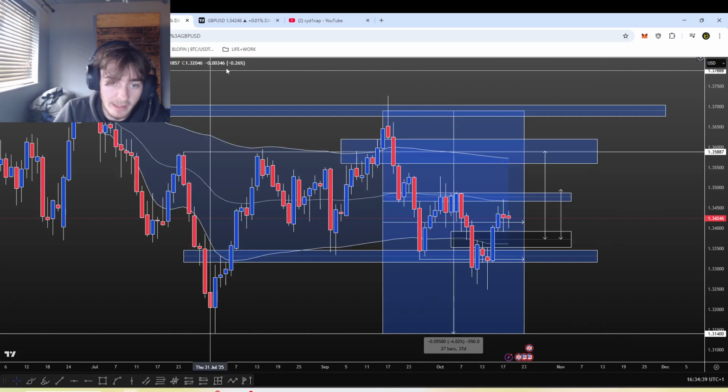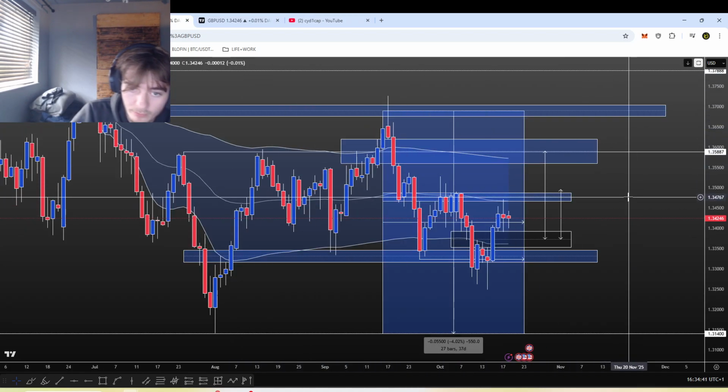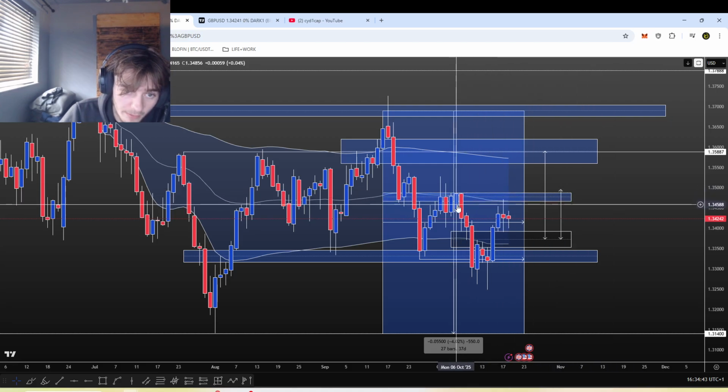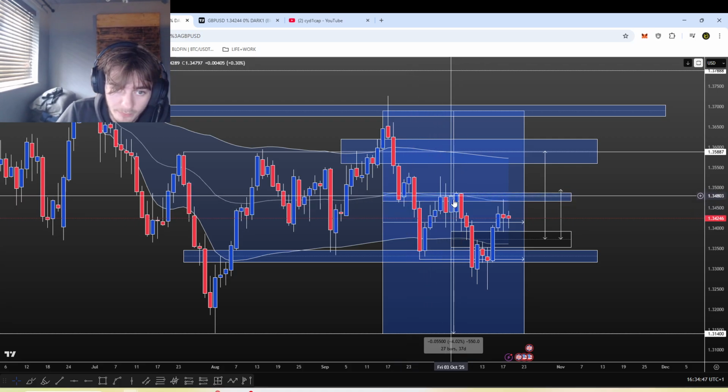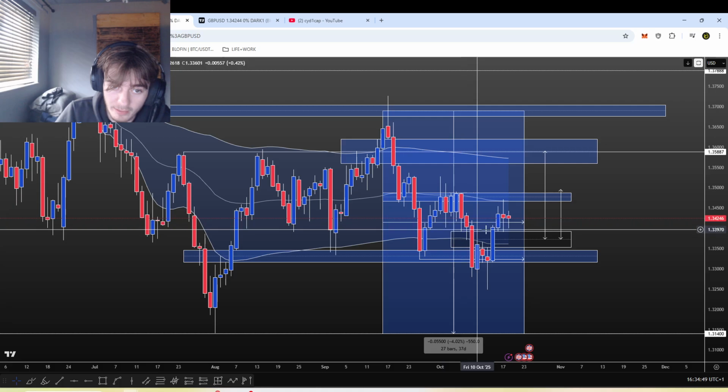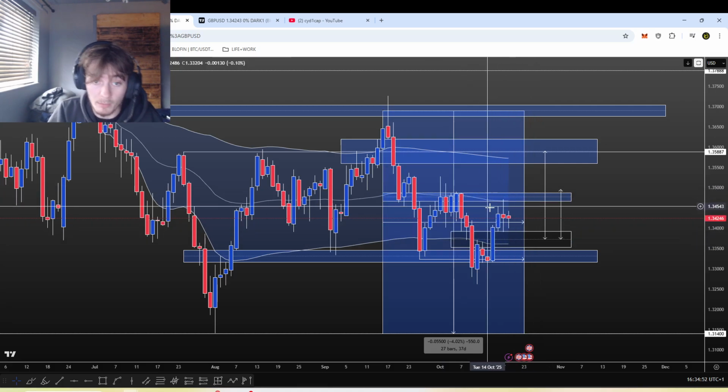If we come back to the daily, you'll see that the 1.34770 zone that we've got marked out here is what initially was an imbalance. 1, 2, 3, 4, 5 candles traded into it, turned it into a liquidity pivot in alignment with our mid VWAP.